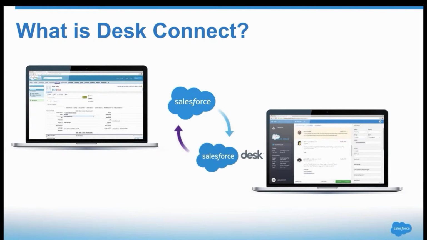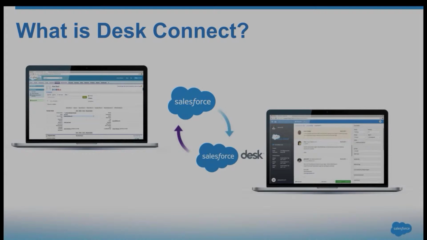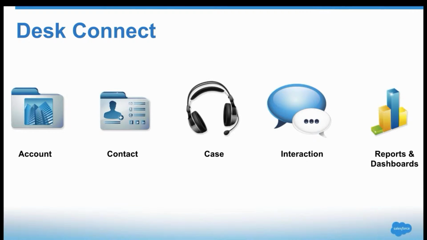All right, let's get started. So let's actually start with what is Desk Connect. So Desk Connect is a bidirectional sync between Desk and Salesforce, meaning cases in Desk get synced with cases in Salesforce, and also the contacts and companies get synced with Salesforce from Desk. Also, anything in Salesforce regarding cases, contacts, or accounts gets synced with Desk. So we're going to be talking about account, contact, case, interaction, and reports and dashboards.